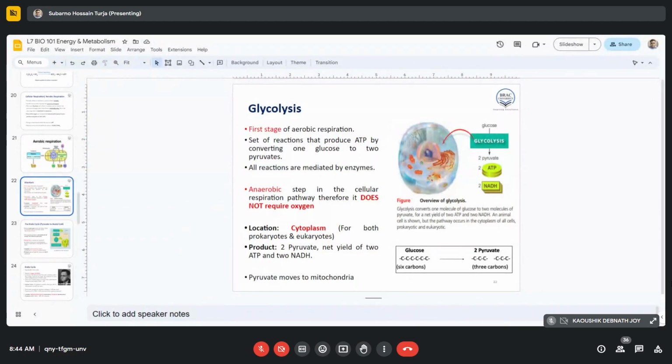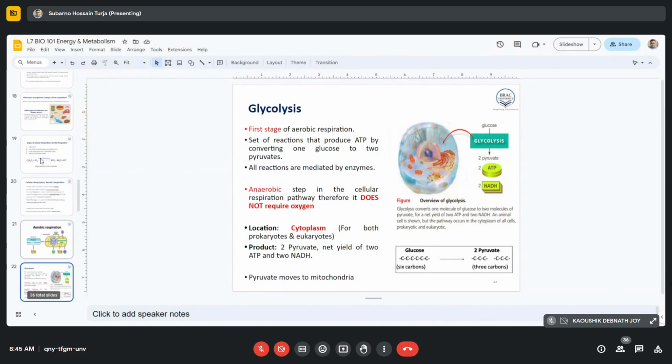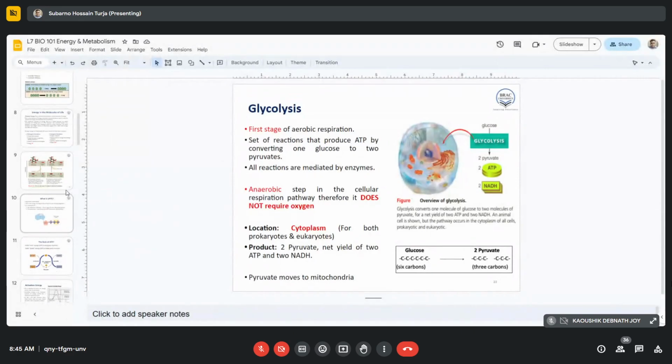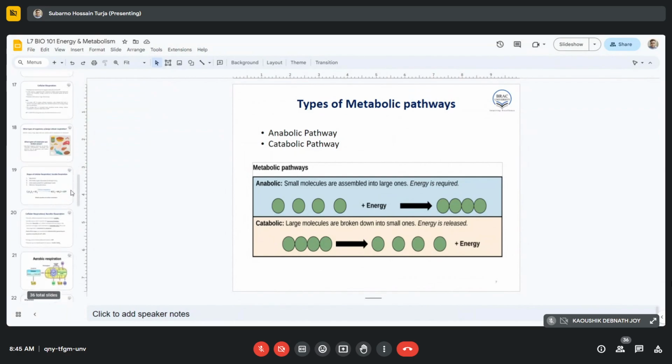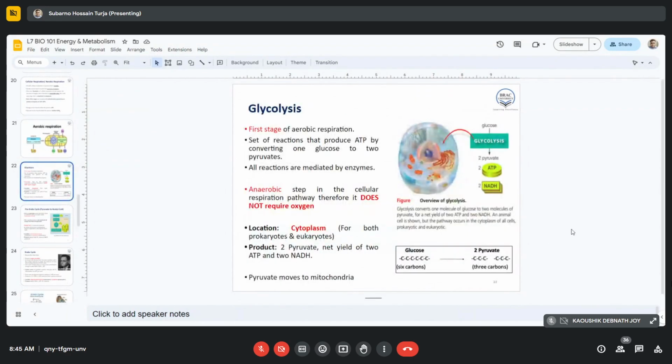What is happening is a 6 carbon molecule, which is the glucose, is being broken down into two 3 carbon molecules. And if we look at this, it is the breakdown of a larger molecule into two smaller molecules. This is a catabolic pathway or a catabolic reaction. The reactant is glucose, and the product for this particular step is pyruvate.